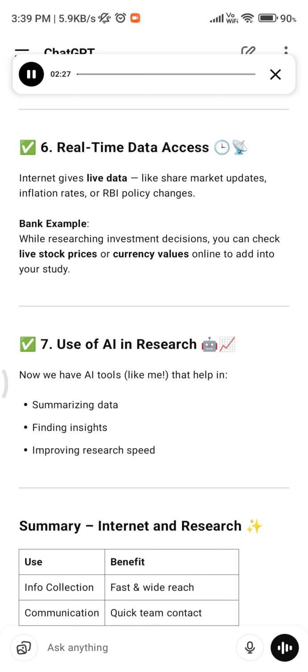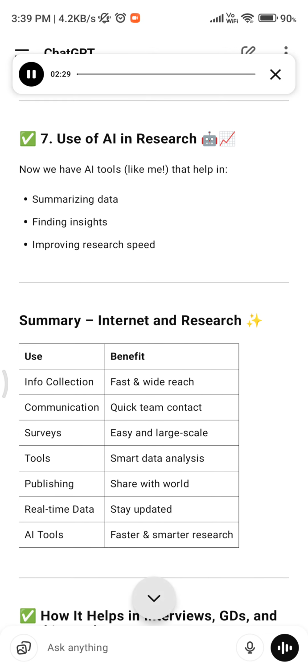7. Use of AI in research. Now we have AI tools like me that help in summarizing data, finding insights, improving research speed.